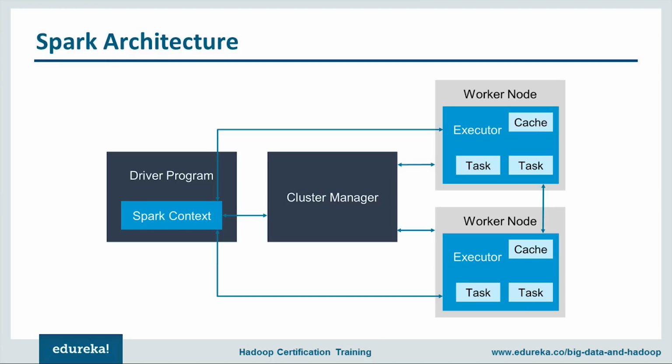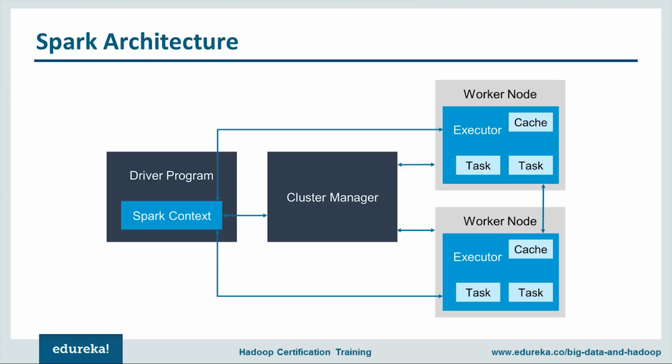Then in the worker node, we have the executors. The executor is a distributed agent that is responsible for the execution of tasks, and every Spark application has its own executor process. Executors usually run for the entire lifetime of the Spark application, and this phenomenon is also known as static allocation of executors, but you can also opt for dynamic allocation of executors, where you can add or remove Spark executors dynamically to match the overall workload.